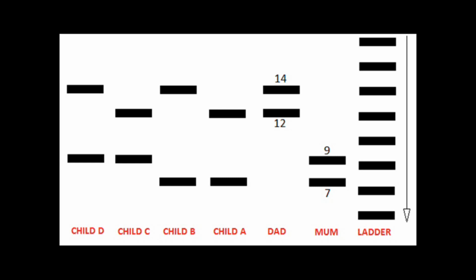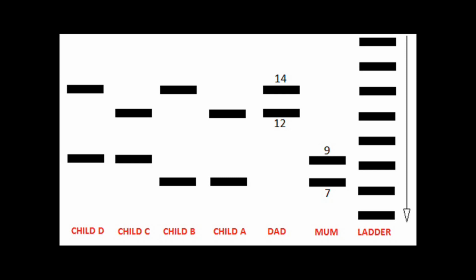Now look at the mum and the dad. The smaller STR fragment, the one with only 7 repeats, travels the furthest, whilst the largest STR fragment size, the one with 14 repeats, travels the shortest distance. Mum can only give one STR of 7 or 9 to each child, and dad can only give one STR of 12 or 14 to each child.